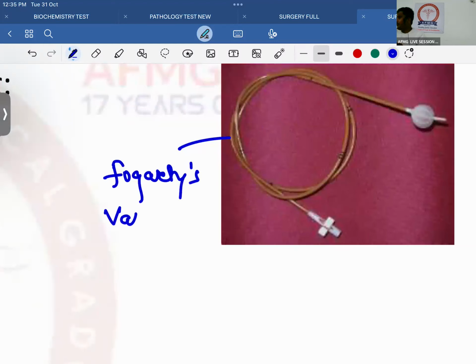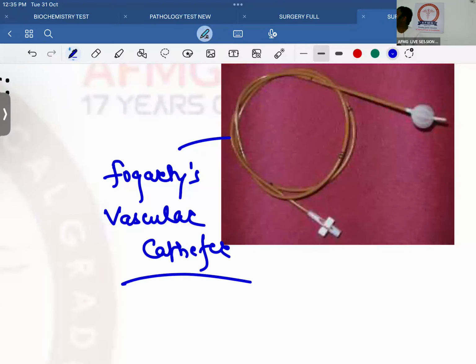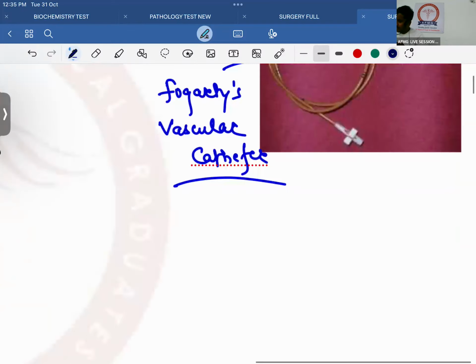And if it is Fogarty's vascular catheter, it has vessel in its name, beta, so definitely it is going to be used for which procedure? Anybody? Which procedure is it? Repair of vessel. Repair of vessel is called angioplasty. Angioplasty. PTCA.